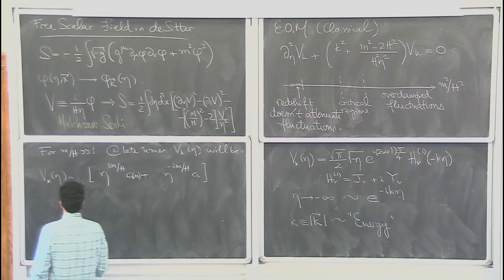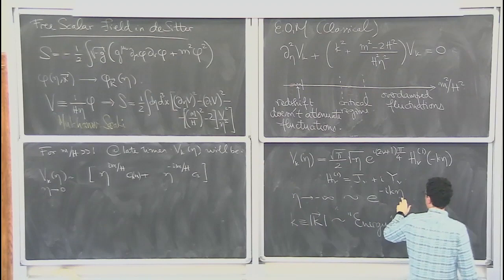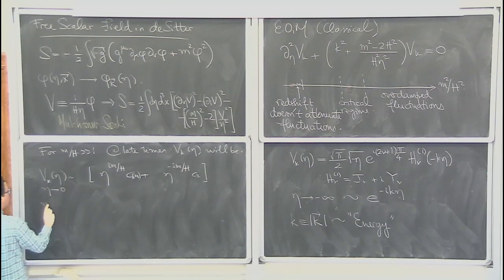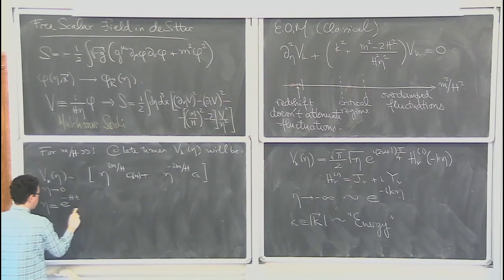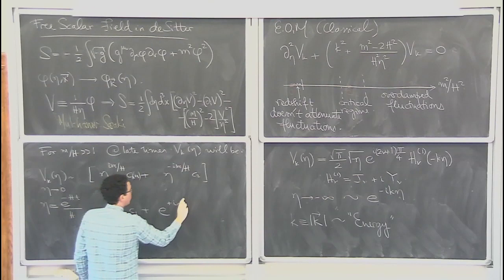So now I'm going to late times. I'm sending eta to 0. And it's a little bit funny, but at early times, the analogy works best if I think of eta itself. So the mode function really goes like a harmonic oscillator. But here at late times, you get this power law. So then it's useful to go back to eta equals e to the minus Ht over H or something like that. And then you get e to the minus i m t c1, e to the plus i m t c2. So now hopefully, yeah.